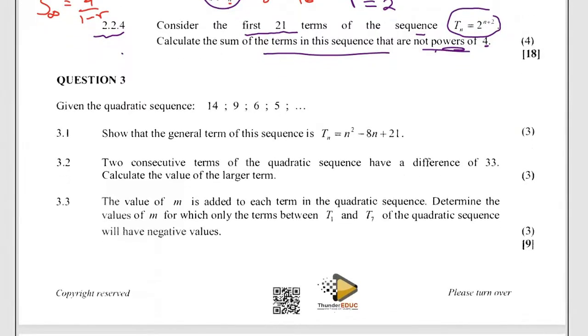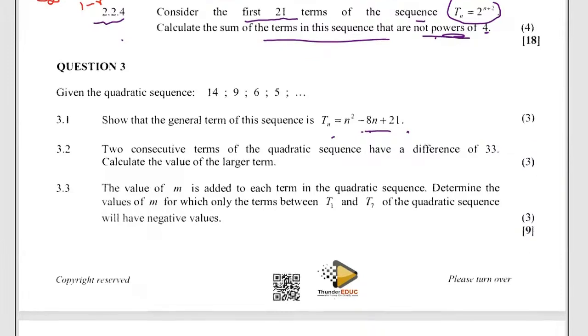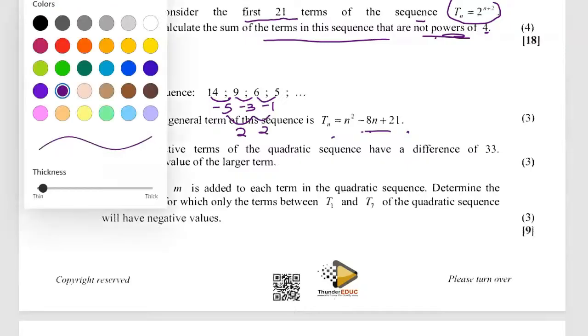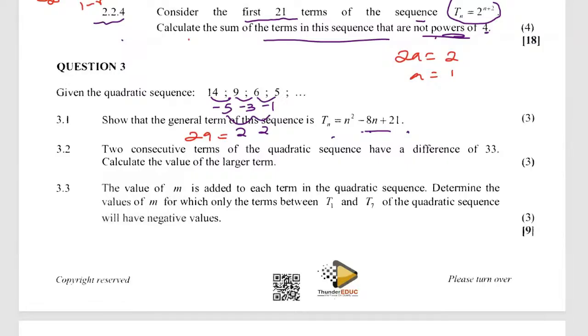They are telling us that given the quadratic sequence, can we show that the general term is given as this? So these are free marks now. For as long as they give you the general term, then we should be able to prove it. So this is going to be -5, this is going to be -3, this is going to be -1. This is going to be +2 and +2. So this +2 must be equated to the 2a. So we shall say that 2a is 2, meaning that a is 1, which corresponds.